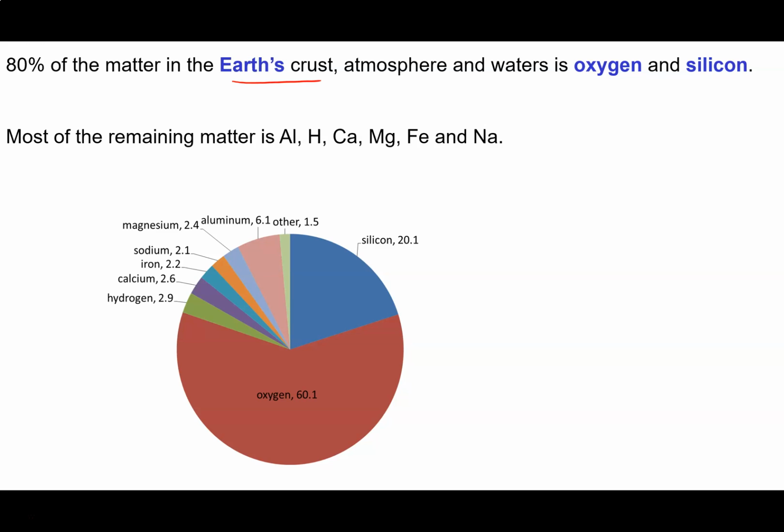So the elements are not evenly distributed across the universe. And if you look at what humans are made of, things like carbon, hydrogen, and oxygen are our biggest components, right? So it's different from the crust and it's different from the universe at large.